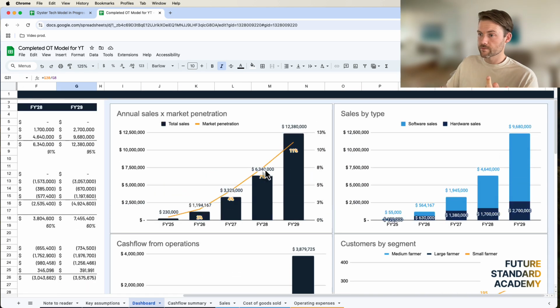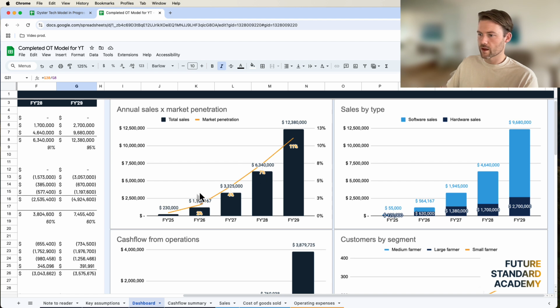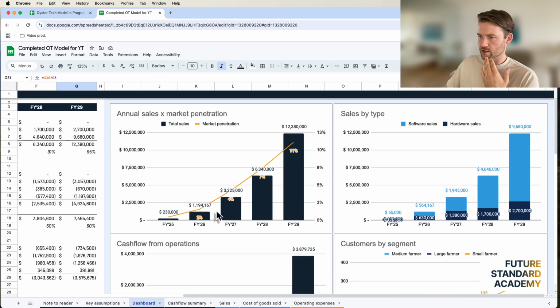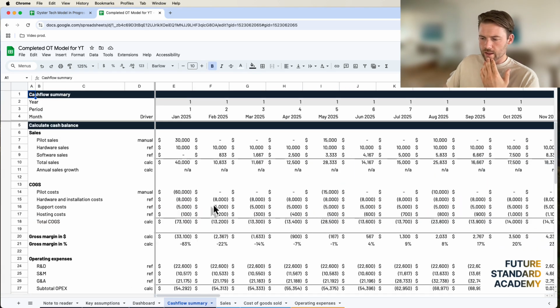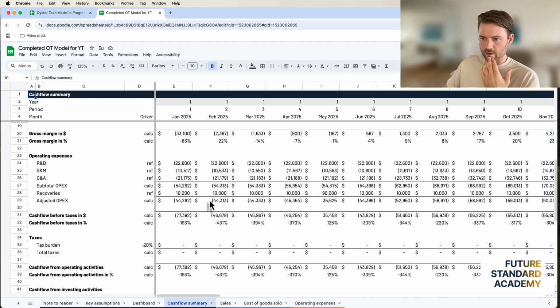A couple charts over here. Okay, so sales over time, how these sales relate to the market that is also in the data room here. So we're saying effectively 11% penetration by year 5. Lots of other charts here. So we're actually not going to spend too much time on the dashboard because it's more important we know how we get there in the first place.